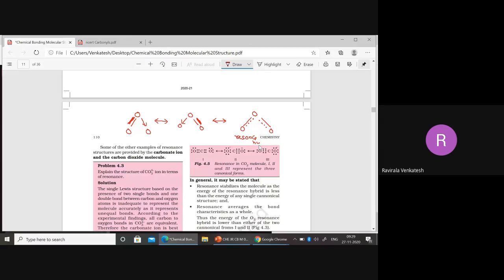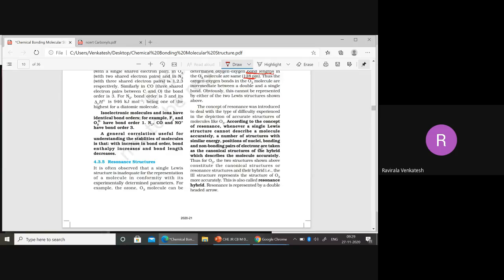In this way we can show it. If they ask you to write the resonance structures of ozone, you can write like this. For this bond, how much? 121 picometer. For this one, how much? 148 picometer. And actually you have how much here? 128 picometer like this. Right?